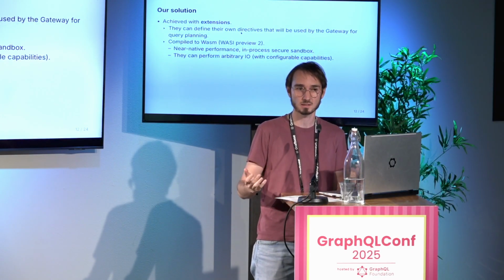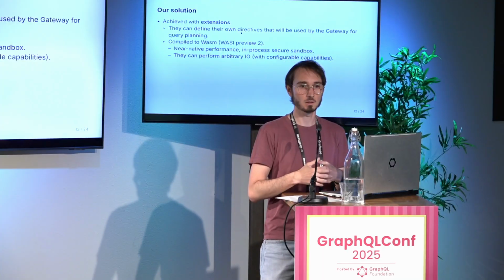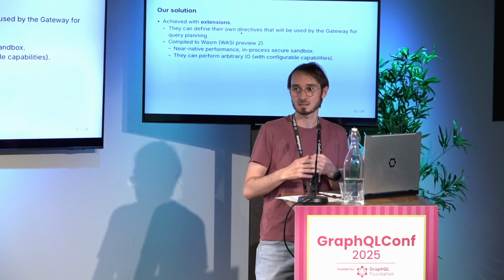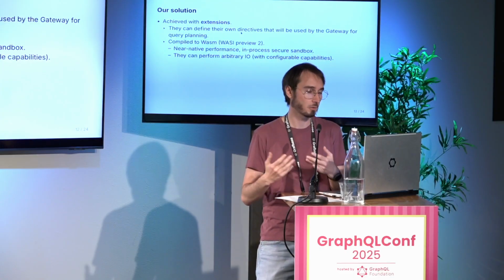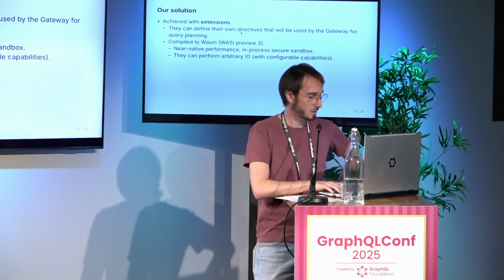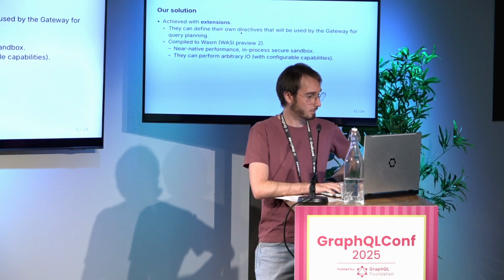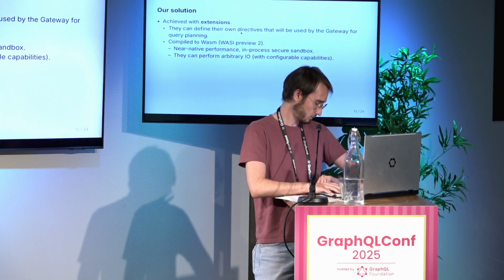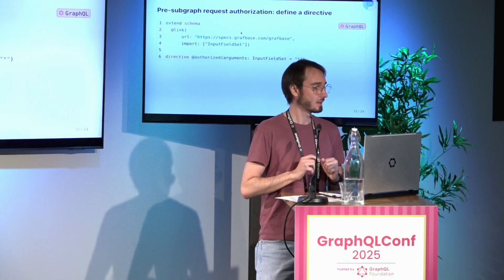Like if you have an enterprise situation with something like SpiceDB or Open Policy Agent, a service that helps you make these authorization decisions, it's important that you can do this I/O. And they can define their own directives that are going to be used in query planning. Let's look at that. Okay, I'm running out of time.